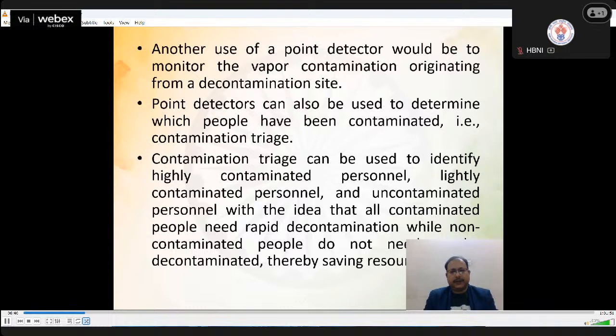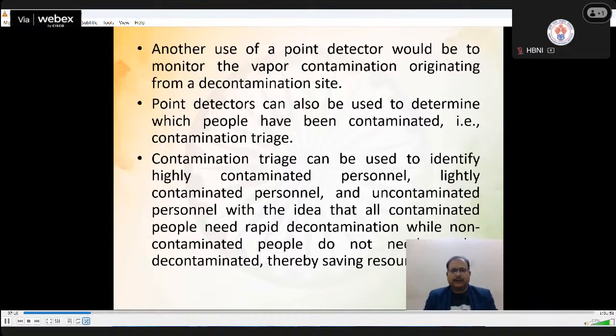And as is quoted here, contamination triage can be used to identify highly contaminated personnel, lightly contaminated personnel, and uncontaminated personnel, with the idea that all contaminated people need rapid decontamination, while non-contaminated people do not need to be decontaminated, thereby saving resources. So when this technology is used, we can bifurcate easily, and we can easily provide the support or recovery mechanism to the required personnel rather than wait for someone who is not a victim. So it is much required that this technology can be used for contamination triage.